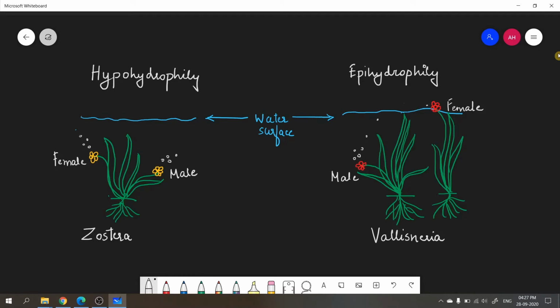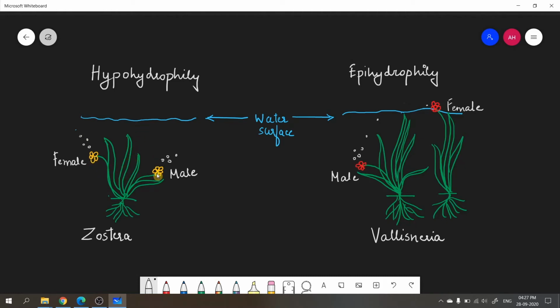So with an example, we will now understand hypohydrophily and epihydrophily. Now I have shown here two plants labeled Zostera and Vallisneria. You can remember Zostera is an example of hypohydrophily and Vallisneria is an example of epihydrophily. So I'll explain the difference between the two and how pollination occurs in both of them. Starting with the first one, hypohydrophily. You can see this is the surface of water, and the plant is well below the water surface.